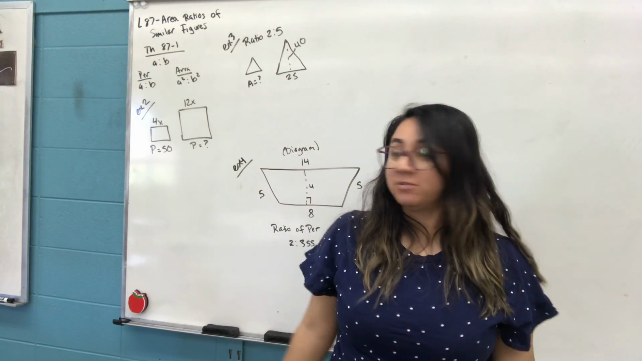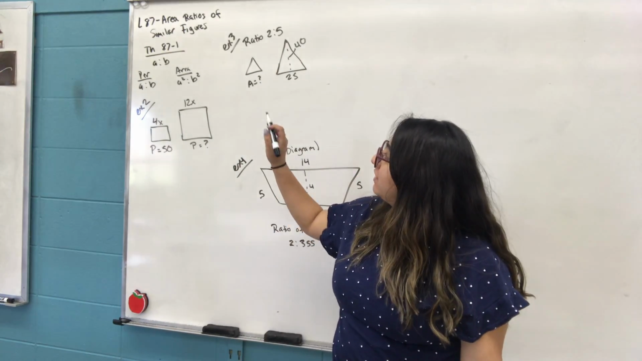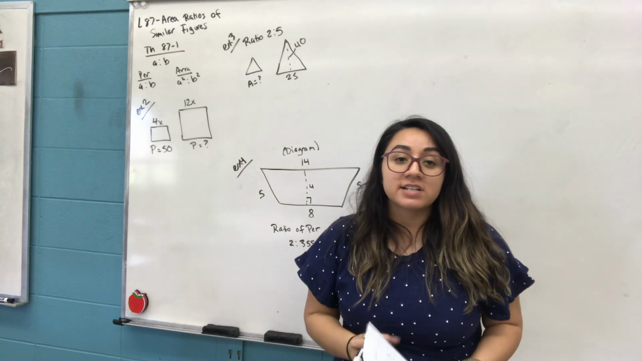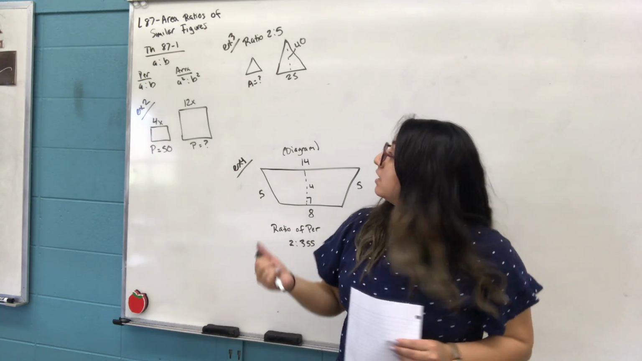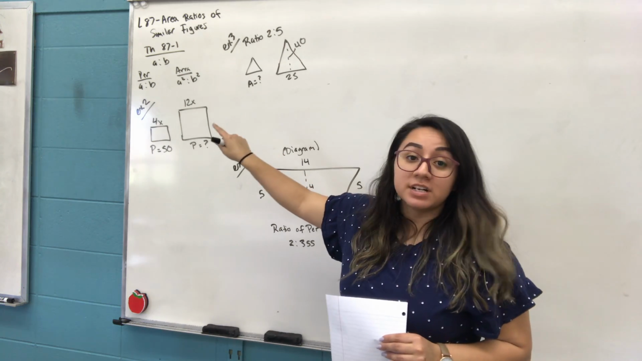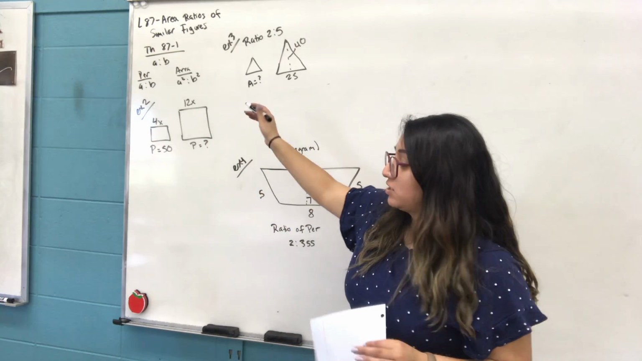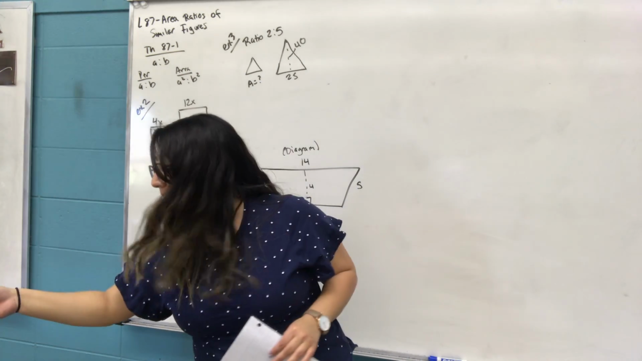All right, let's talk about ratios. Here we have area ratios of similar figures. So we're dealing with the areas and the perimeters here. For theorem 87-1, that's on page 567.